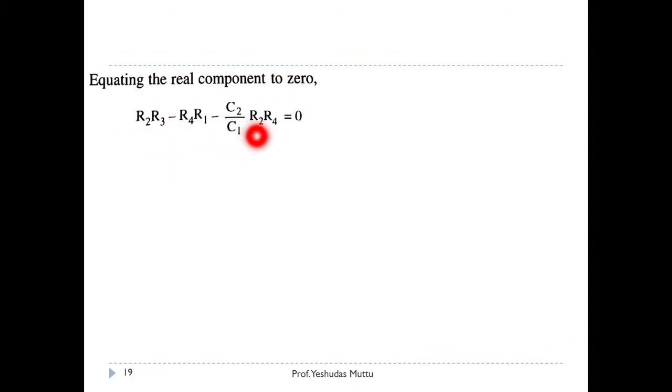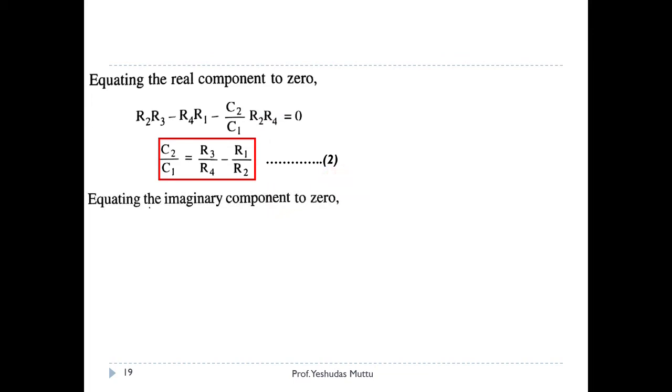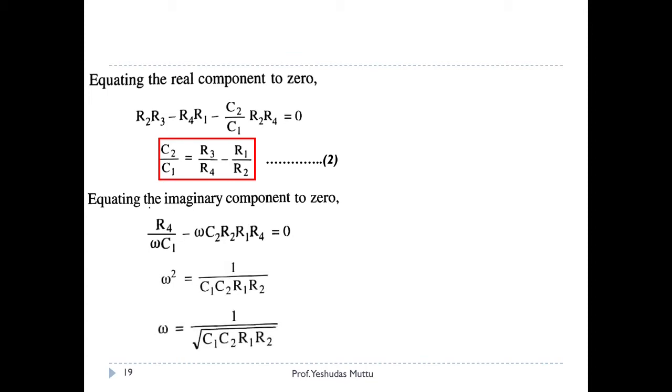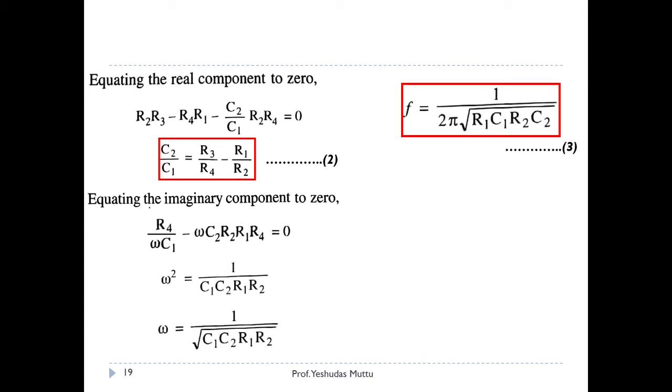Now divide this equation by R2, R4. I will get this. Just solve and check. Call this equation 2. Now take the imaginary component equal to 0. Imaginary component equal to 0. Solve for omega. Okay, solve it. You'll get the frequency of oscillation from this.